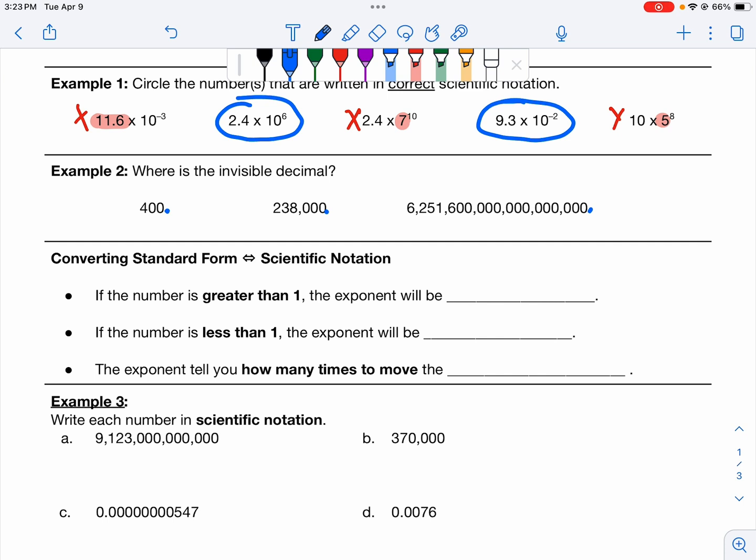So if the number is greater than 1, the exponent will be positive. If the number is less than 1, the exponent will be negative. And then the exponent will tell you how many times to move the decimal place.